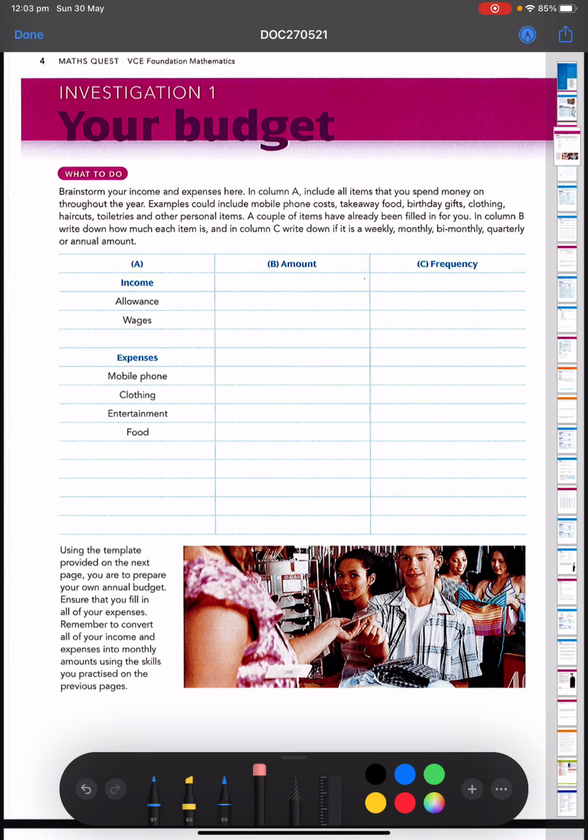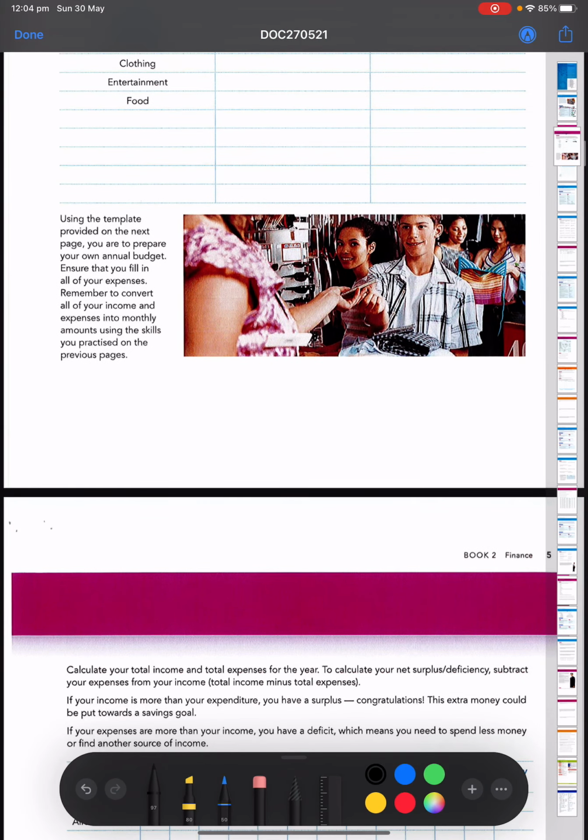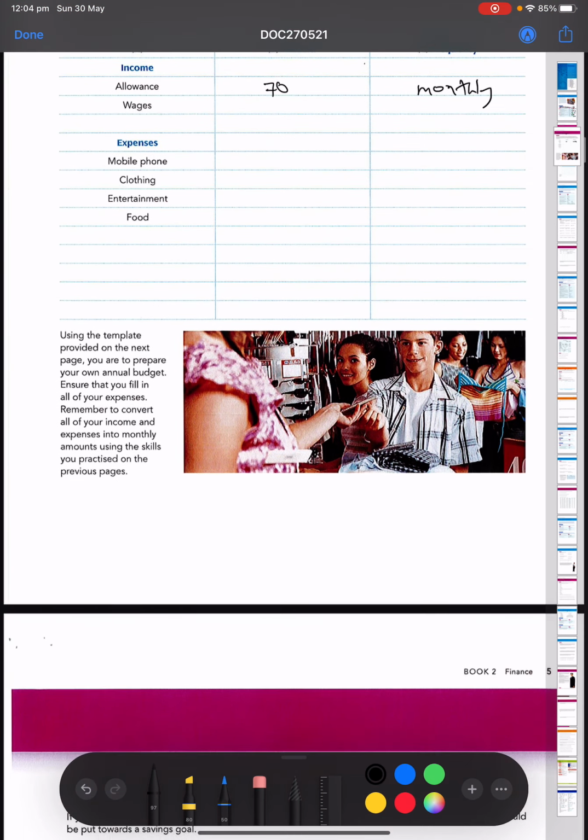So say your allowance is, I don't know, $70. You can write that here. And if it's monthly, you would write it as $70 monthly, whatever it may be. So fill in this for you. You can use the template that's here, or you can draw one into your own books.